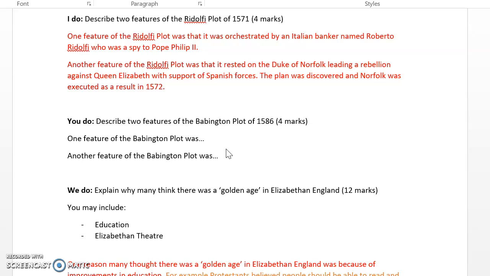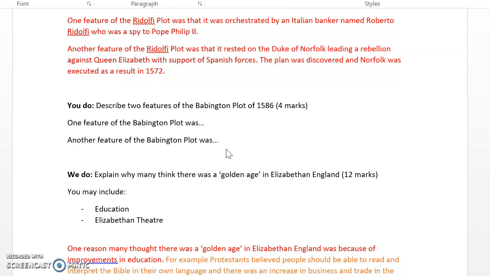What I would like you to now do, please, is describe 2 features of the Babington plot of 1586. Similar to the last one, I'm just going to go through it to remind you what the Babington plot was. However, if you feel confident you know, then please pause the video here and attempt the answer yourself, and then you can listen to what I say to correct yourself. So if you feel confident in answering the question without my support, have a go now and pause your video. I'm going to go through the Babington plot for those who haven't paused, which will allow you to remind yourself of the information around that.